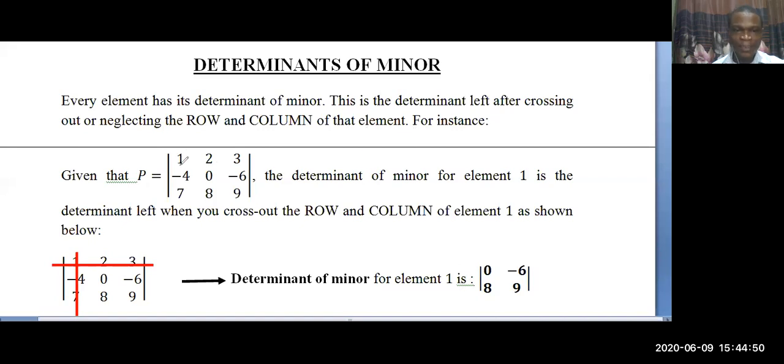For instance, I want to find the determinant of minor of 1. This is element 1. When I neglect the row of 1, this is the row of 1, and its column, this is the column of 1, what is now left? What will be left is this: 0, -6, 8, and 9. That will now become the determinant of minor for element 1.